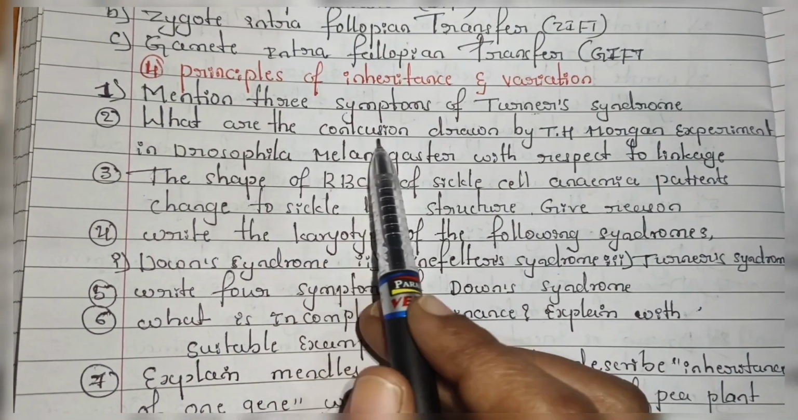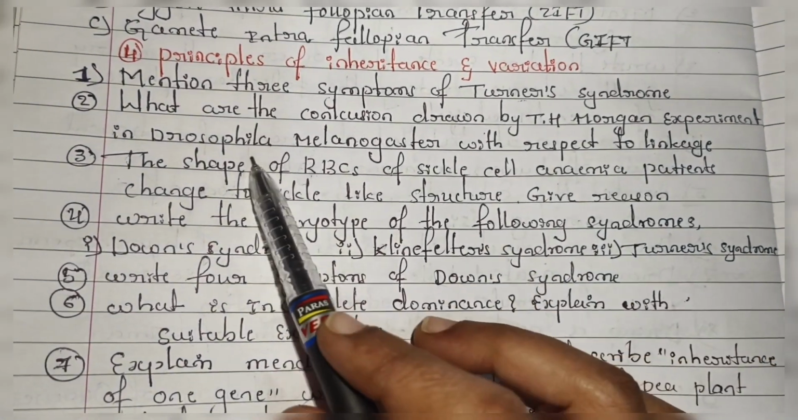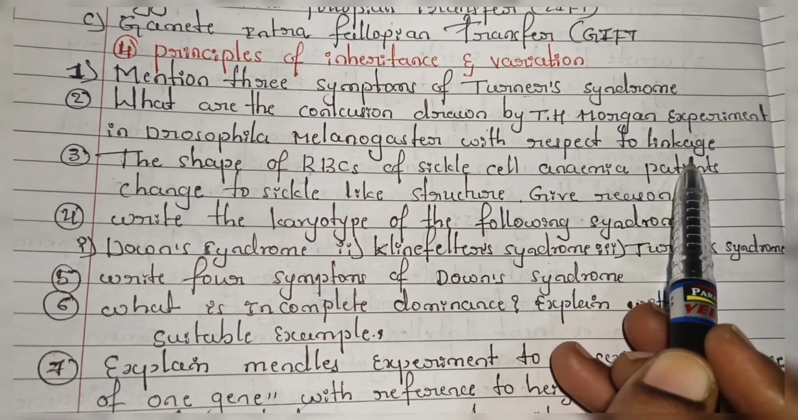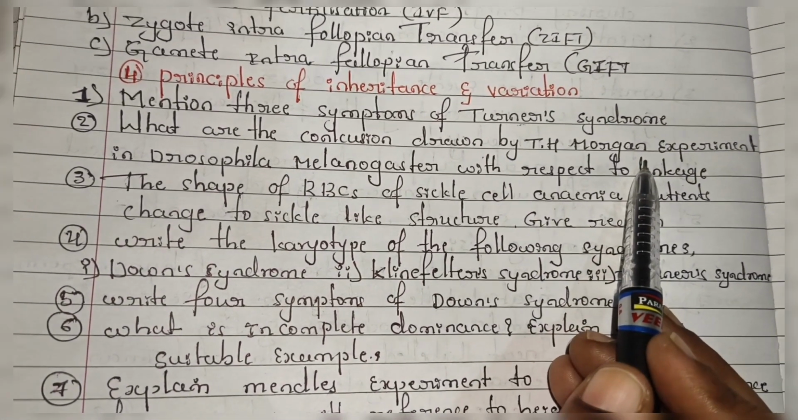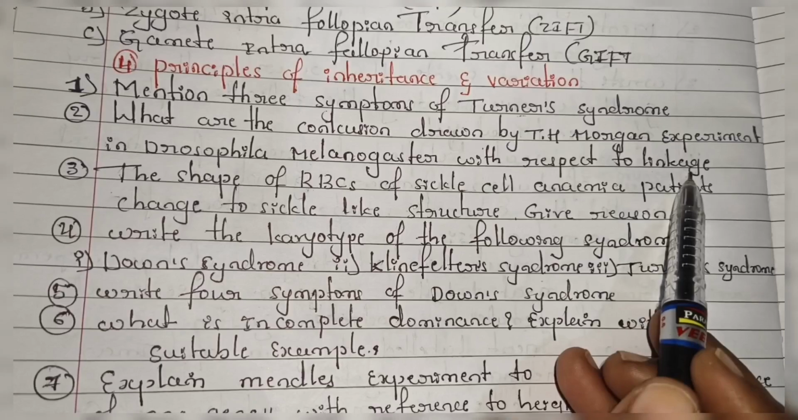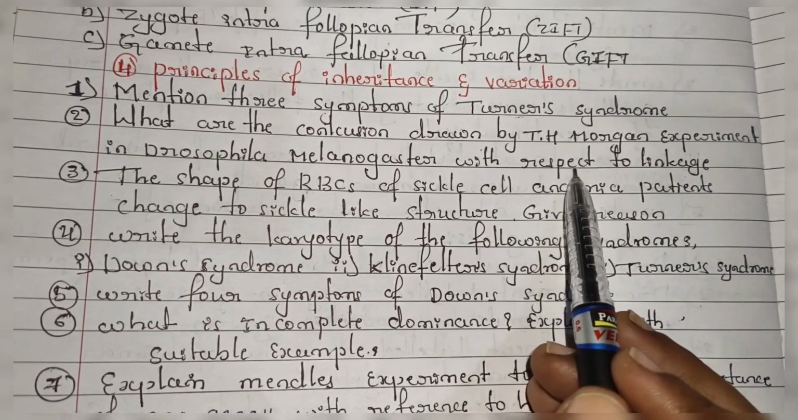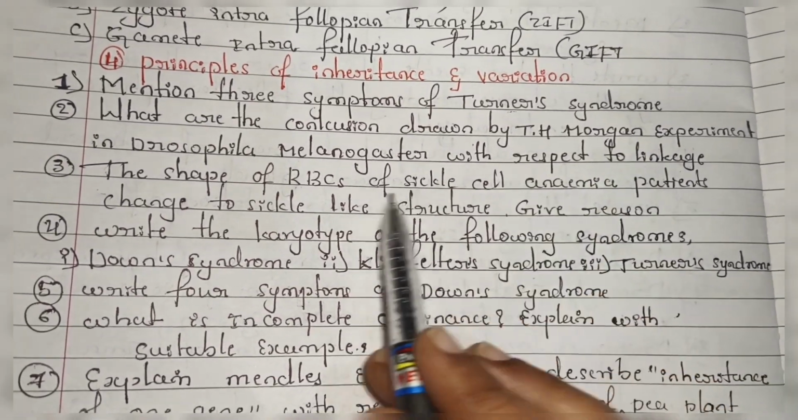And next, what are the conclusions drawn by T. H. Morgan's experiment in Drosophila melanogaster with respect to linkage. So T. H. Morgan explained how linkage takes place, how recombination occurs, so you have to explain that with the experiment method, what experiment he used.